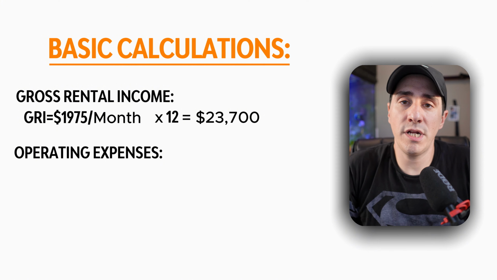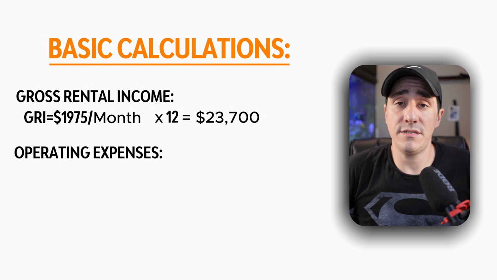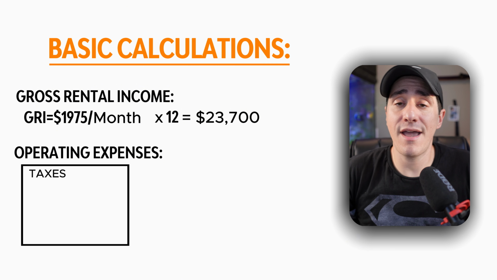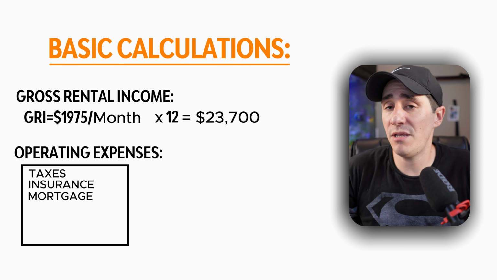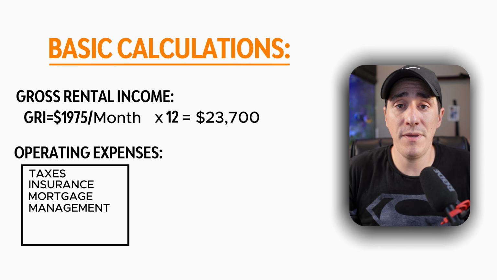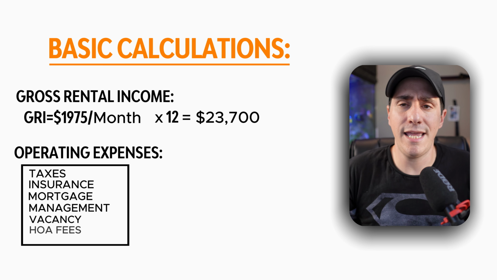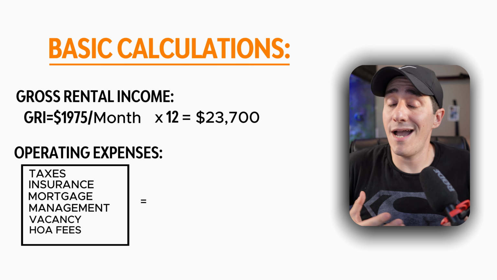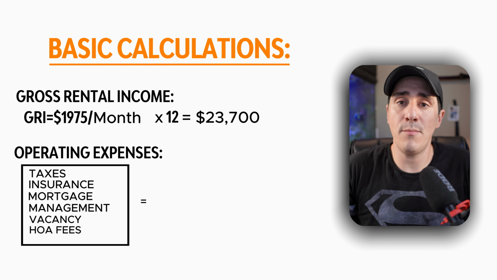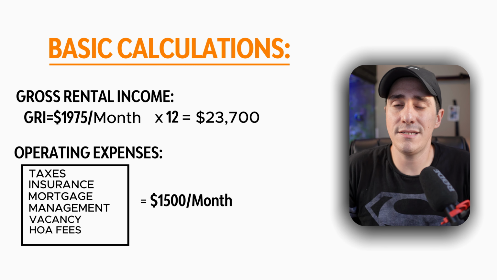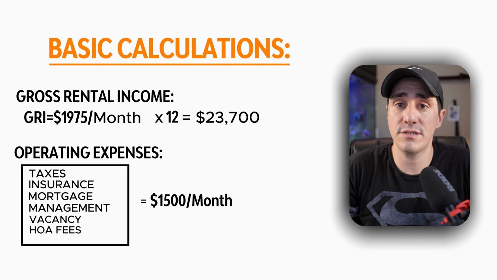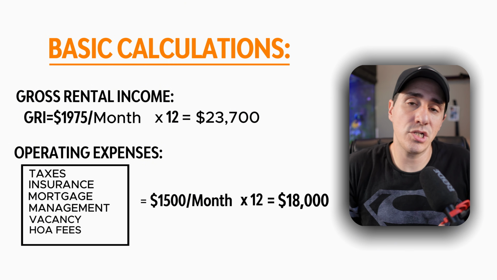The next number you want to get is your operating expenses. That's going to include things like your taxes, your insurance, your mortgage payment, and any property management that you may pay. You also want to allow for a 5 to 10% vacancy allowance and any HOA fees if necessary. For me, I know that my monthly payment, including my mortgage, my insurance, and my taxes, is right under $1,500, or that's also $18,000 per year.